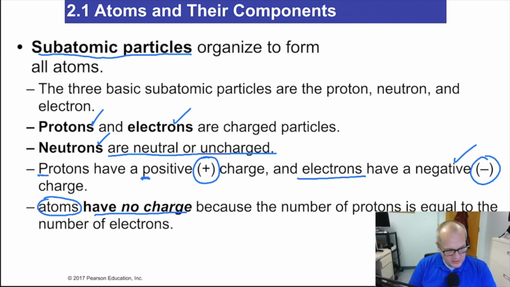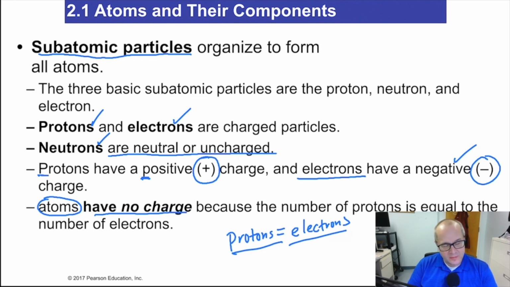So if protons are positive and electrons are negative, that means the number of protons equals the number of electrons. Atoms are neutral, so in an atom, the number of protons equals the number of electrons. Now I keep saying in an atom because eventually we're going to see things that aren't atoms. They're called ions, and they definitely have charge.